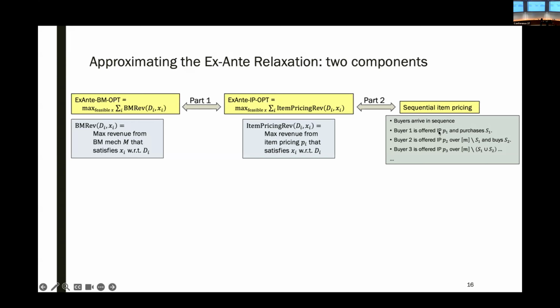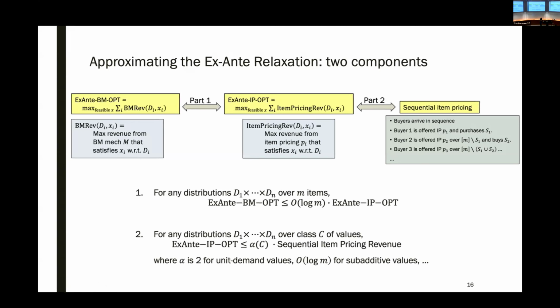Okay, so our argument has two parts. First, we're going to argue that this ex-ante by many approximation is in fact not too far from the ex-ante item pricing optimum. And second, this ex-ante item pricing optimum can be essentially rounded into a sequential item pricing.